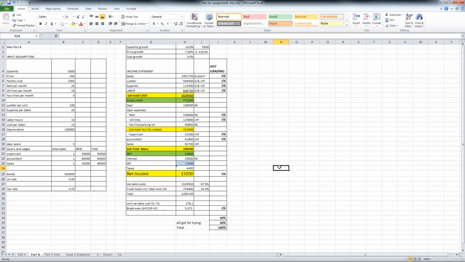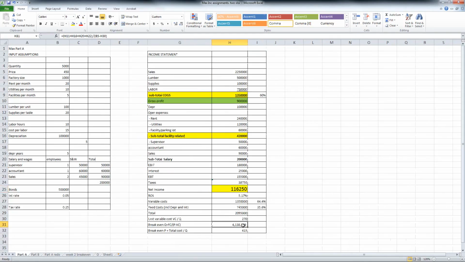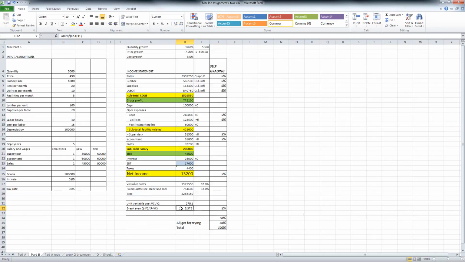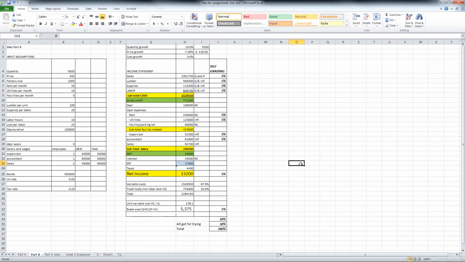And as you would expect, that will also drive the break even up. So the break even, which was 4139 before, rounding that number to 4139, now it is going to be much higher. It's 53.75. So basically, it means that if one was going to consider lowering the price by 7% and increasing the quantity by 10%, this would not work.